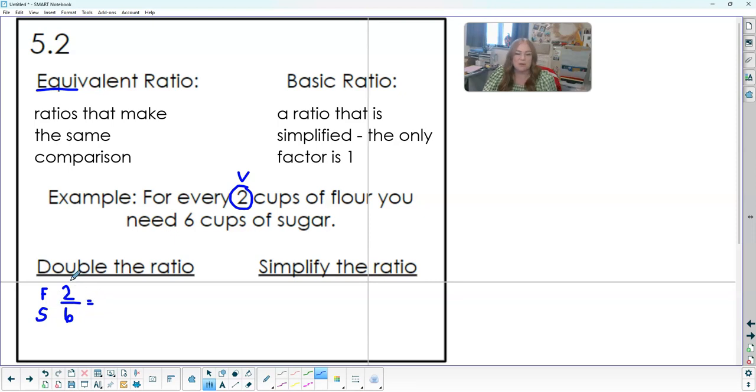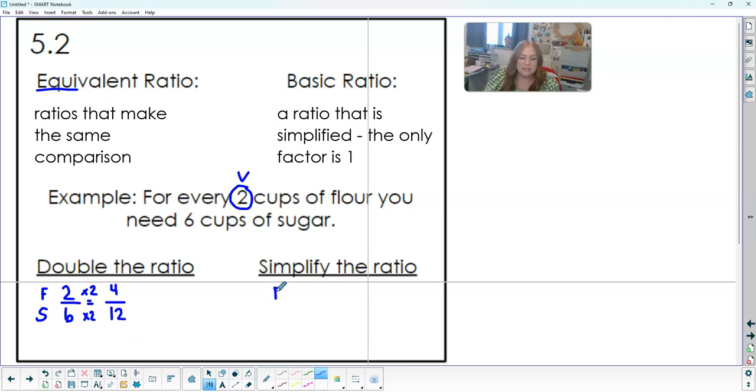First, it wants us to double this. So we're going to multiply the numerator by 2, which is 4. And then we're going to do the same thing to the denominator. 6 times 2 is 12. So if I use 4 cups of flour, that means I'm using 12 cups of sugar. We just doubled each of them. These are equivalent ratios. They mean the same thing. It was following the same pattern.